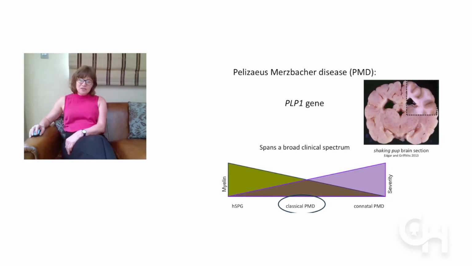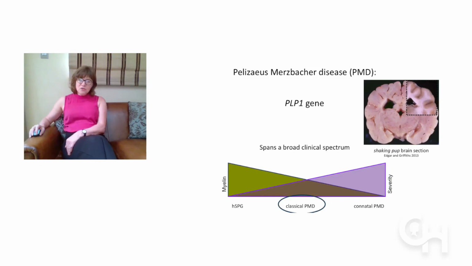So as you know, Pelizaeus-Merzbacher disease is due to mutation in the proteolipid protein 1 gene. This disease spans a broad clinical spectrum from hereditary spastic paraplegia type 2 at one end of the scale through classical Pelizaeus-Merzbacher disease to connatal forms of the disease at the other end of the clinical severity spectrum. Clinical severity correlates largely with the amount of myelin that is made and/or maintained.